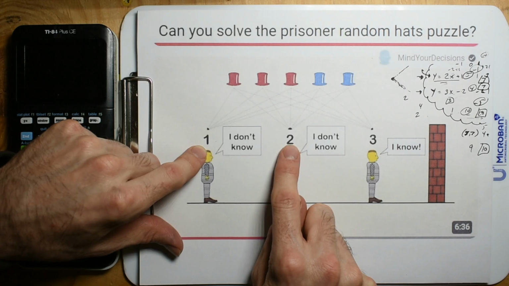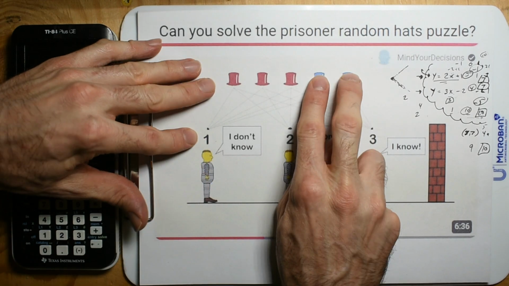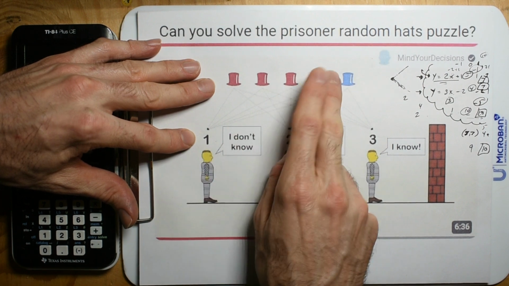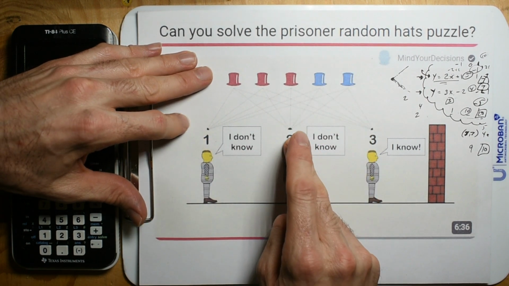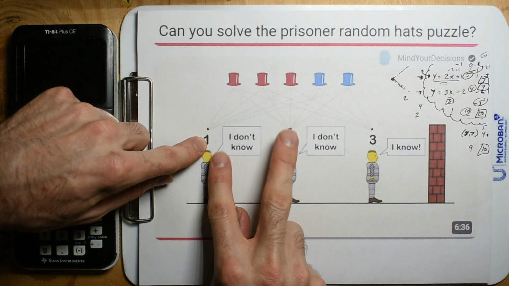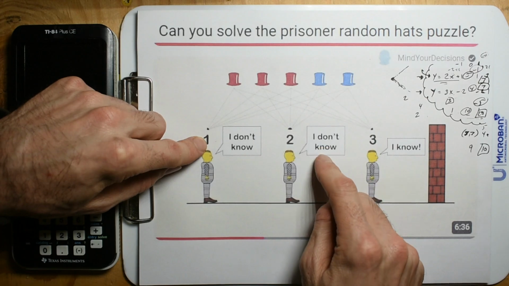So there you go. That's all 3 cases where these blue hats could be both on 1 and 2, or a blue hat on 1 and a red hat on 2, or a blue hat on 2 and a red hat on 1. Both, they're still going to say the same things: I don't know, and then I don't know.